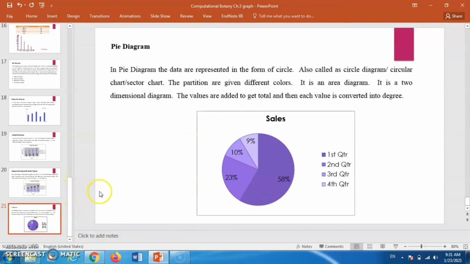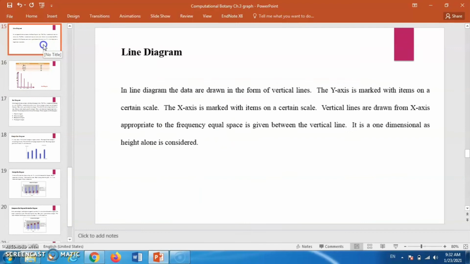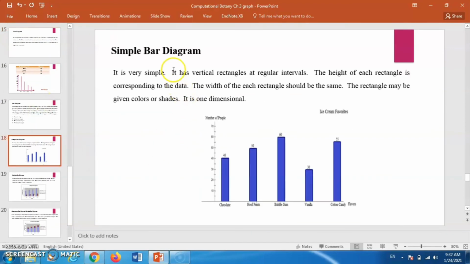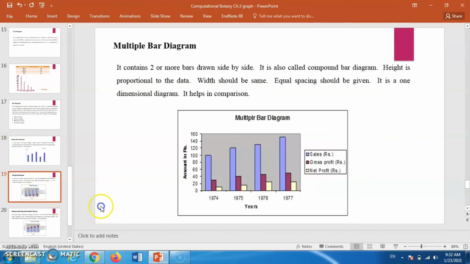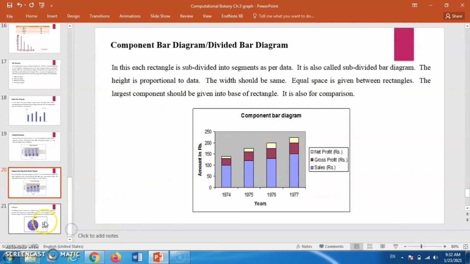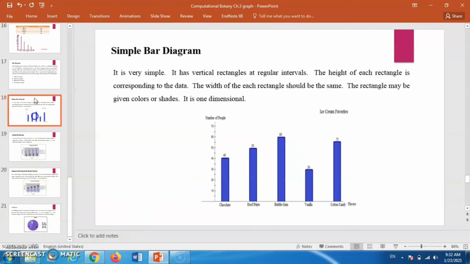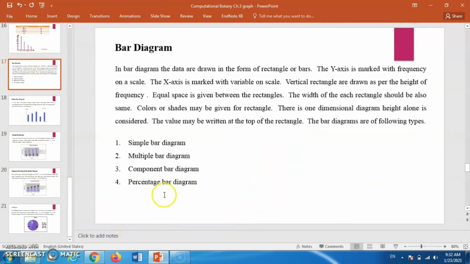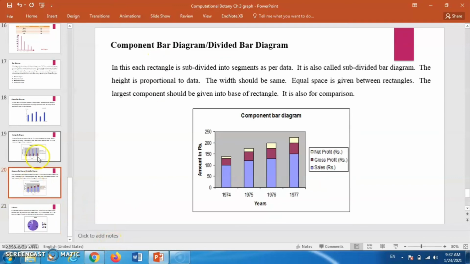So these are the types of diagrammatic representation of data. Number one, we have seen the line diagram. After that, we have seen the bar diagram. The bar diagram is divided into types. Number one, simple bar diagram. Number two, multiple bar diagram. Number three, component bar diagram. And here the pie diagram. So here the percentage bar diagram, or it is also called a pie diagram, like this.